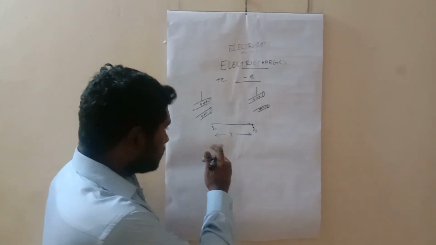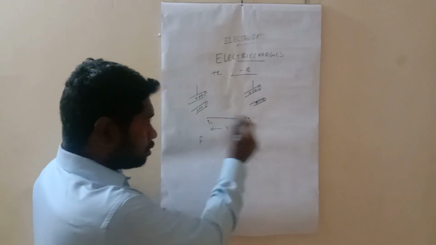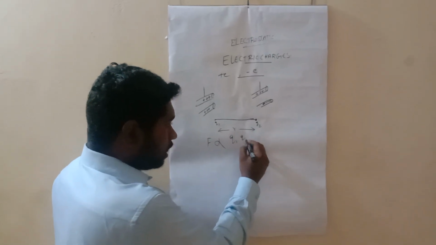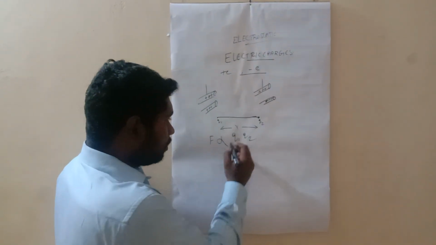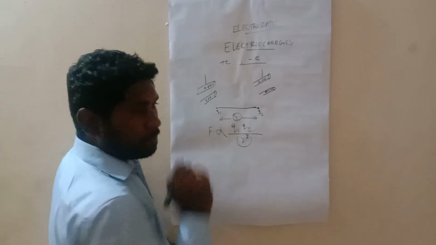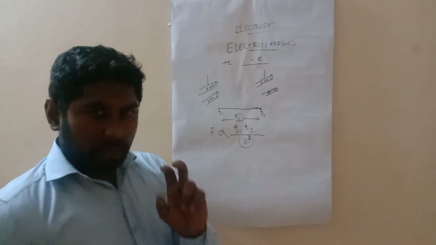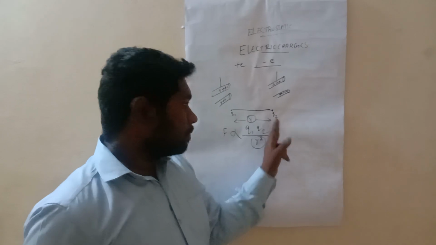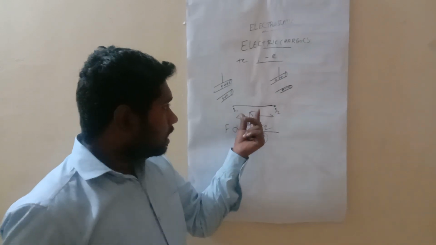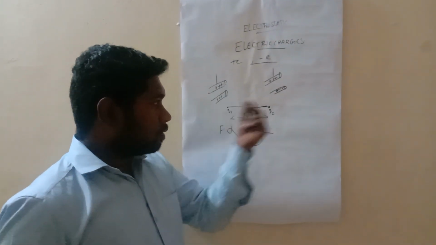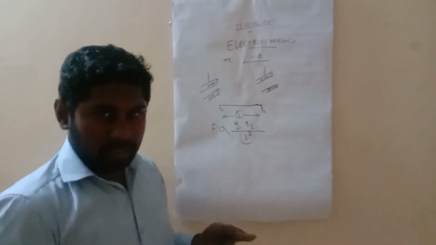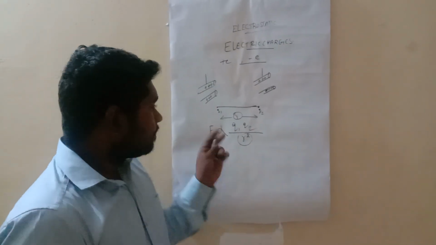The force between these two charges is directly proportional to the product of the two charges, that is q1 q2, and inversely proportional to the square of the distance between them. If q1 and q2 both have the same sign, they get repelled. If q1 is positive and q2 is negative, they get attracted. If the distance increases, the force will be less. If the distance is less, the force will be high.